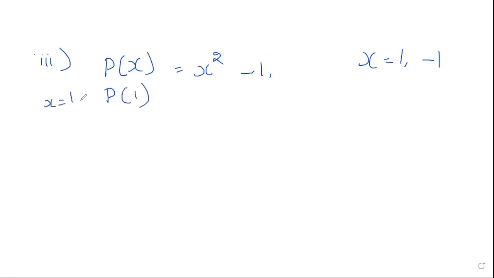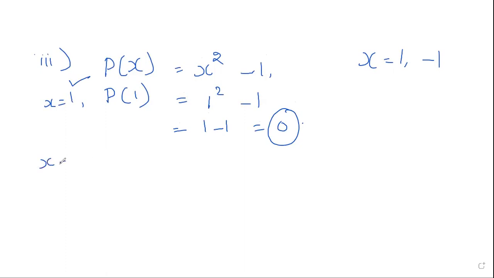Next one, third one. P of x is equal to x square minus 1, where x is equal to 1. So what value of x makes the equation 0? Okay, let us see. P of 1, I am substituting x is equal to 1. Will we get 0 answer? That is 1 minus 1, 0. Yes, we are getting 0. So the value 1 is 0 of the polynomial.